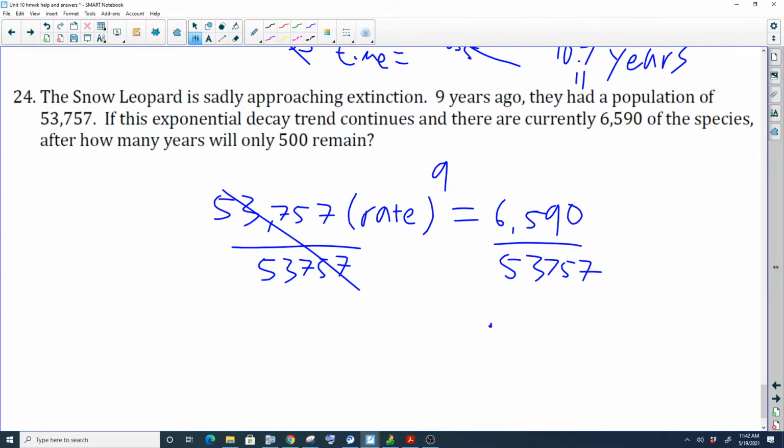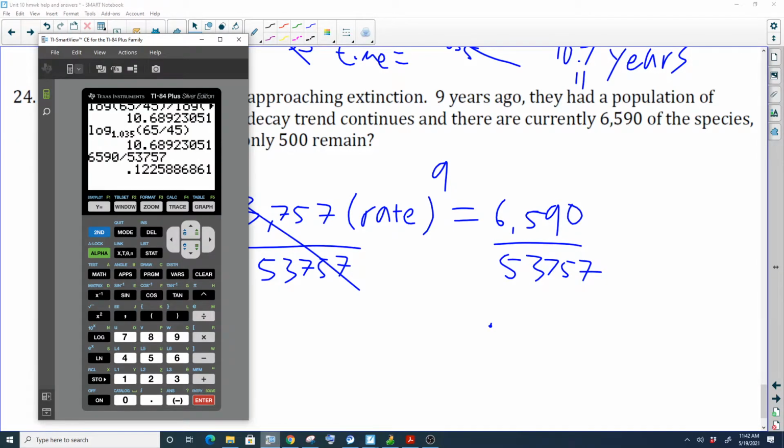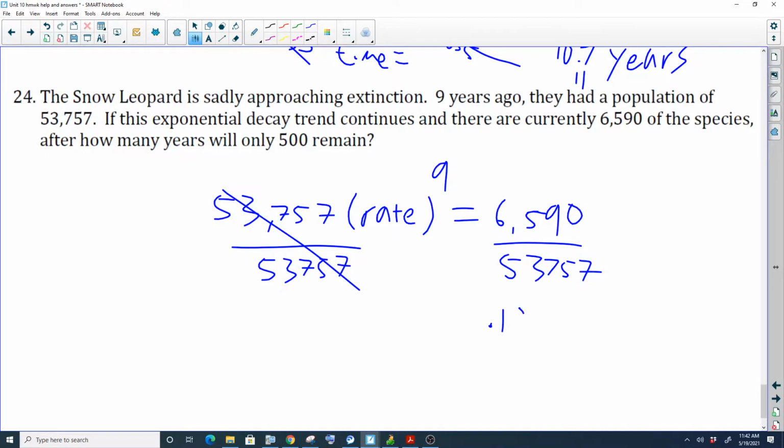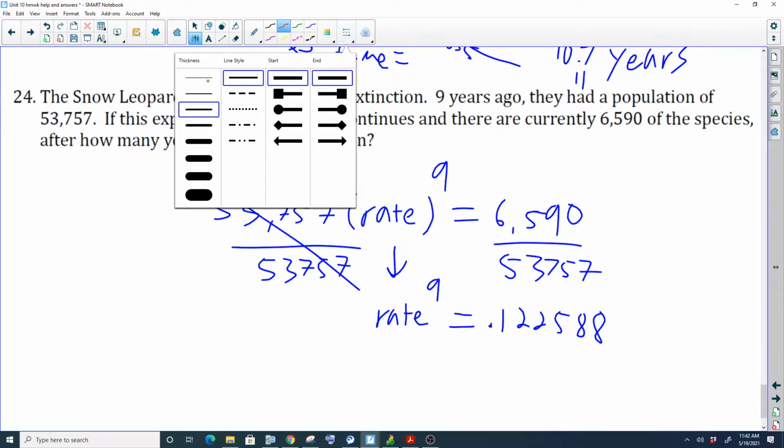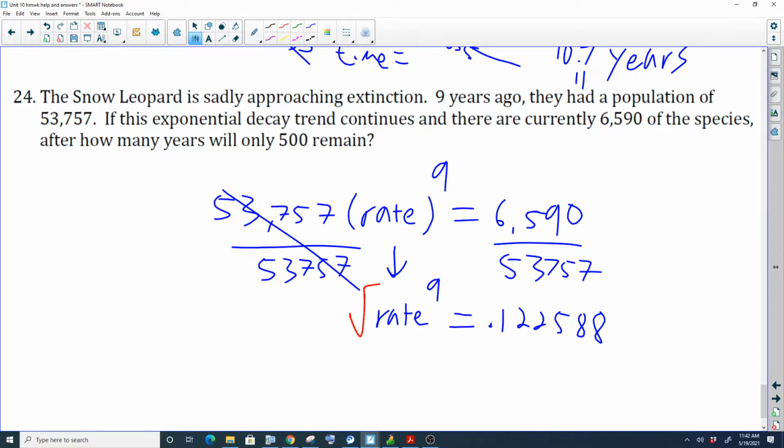So I missed it already. 0.122588. I'd go like 5 or 6 decimal places, yeah. And then we're going to bring down our rate to the 9th power. There we go. Now you're going to have to do something crazy on this one. So we're going to have to go ahead and 9th root. Not square root. No. We're going to have to 9th root that sucker to get rid of the 9.